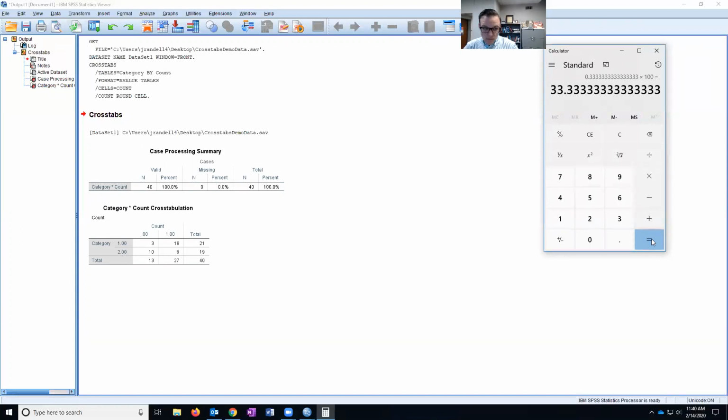Now, if we wanted it in reference to all behaviors, whether they performed a 0 or a 1, then the denominator that we would use would be 40. So comparing between them, we would look at 18 divided by 40, multiply that by 100. So 45% of the time people were in category 1 and they responded with 1, whereas only 22.5% of the time were people in category 2 and responded with a 1.